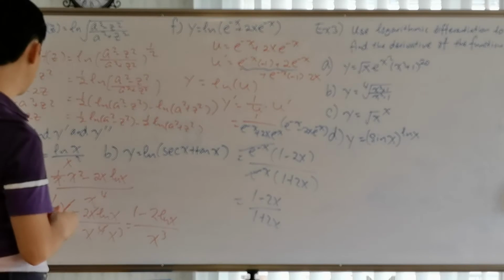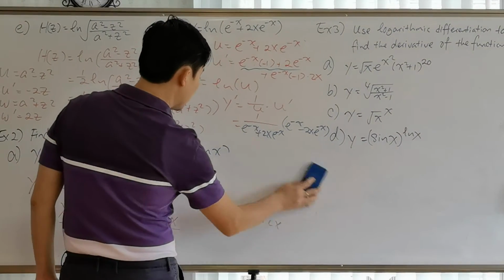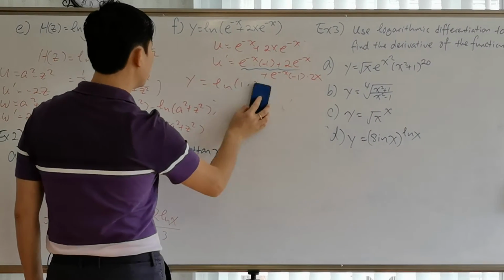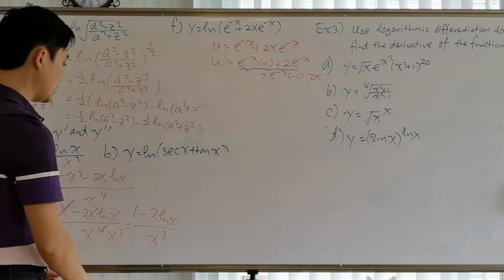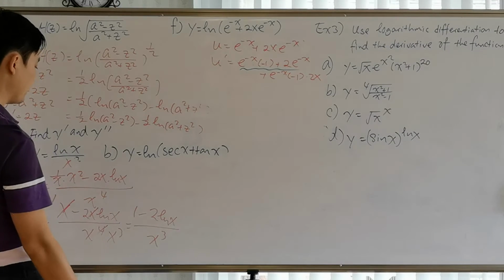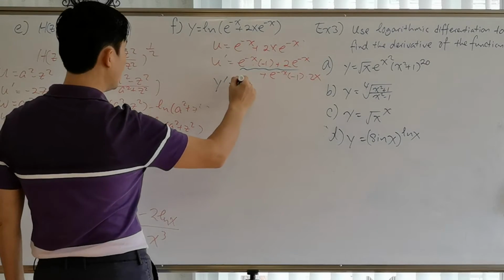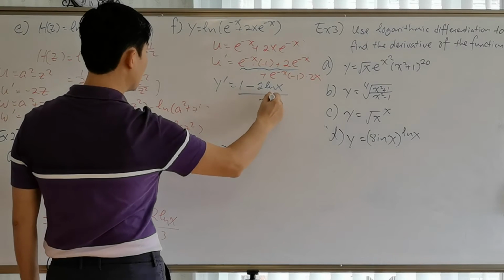But now we need to find the second derivative. So from here, we want to differentiate it again. That's a lot of work here. So differentiate it, using the quotient rule once again. So derivative of the top. Okay, let me just put it back up here. So y prime, we do have 1 minus 2 natural log of x over x cubed.